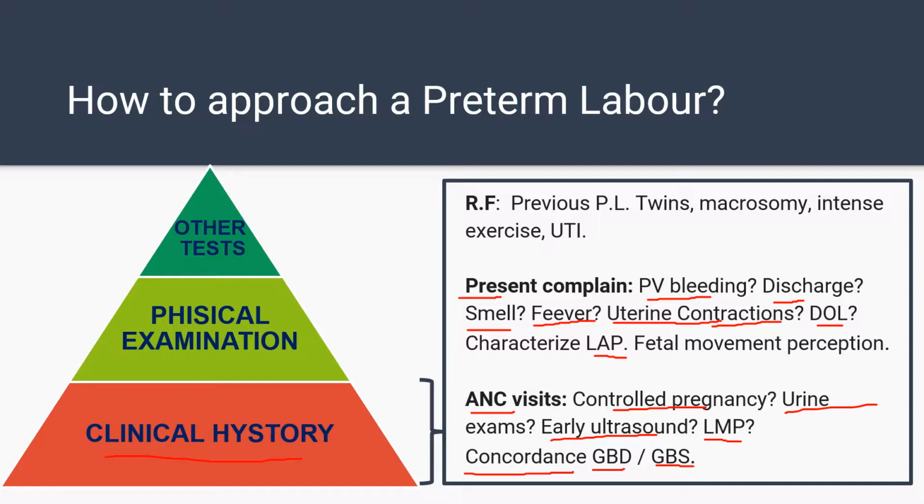All those features can guide us to a better diagnosis, and also to assess the fetal well-being, to check the fetal movement perception, and also ask about all the risk factors that can help us. For example, if the mother has a twin pregnancy, of course, it increases the risk, or if the mother has a previous preterm labor, macrosomia, intense exercise or exercise during the job or sports, and also urinary tract infections.